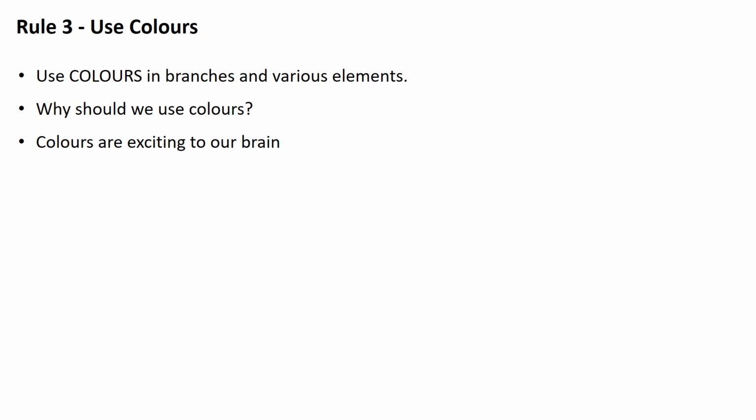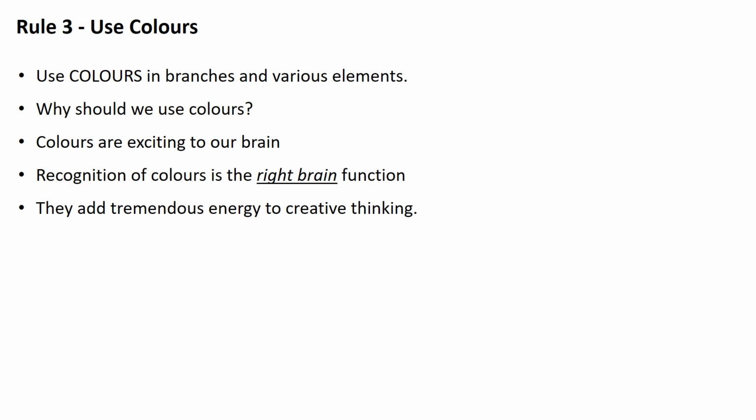Rule 3 is use colors. Use colorful branches for various elements. And why should you use colors? Because colors are exciting to the brain, and as we saw a little while ago, recognition of color is a function of the right brain. So you are involving your right brain also in creating mind maps. This adds a tremendous energy for creative thinking in making your mind map.